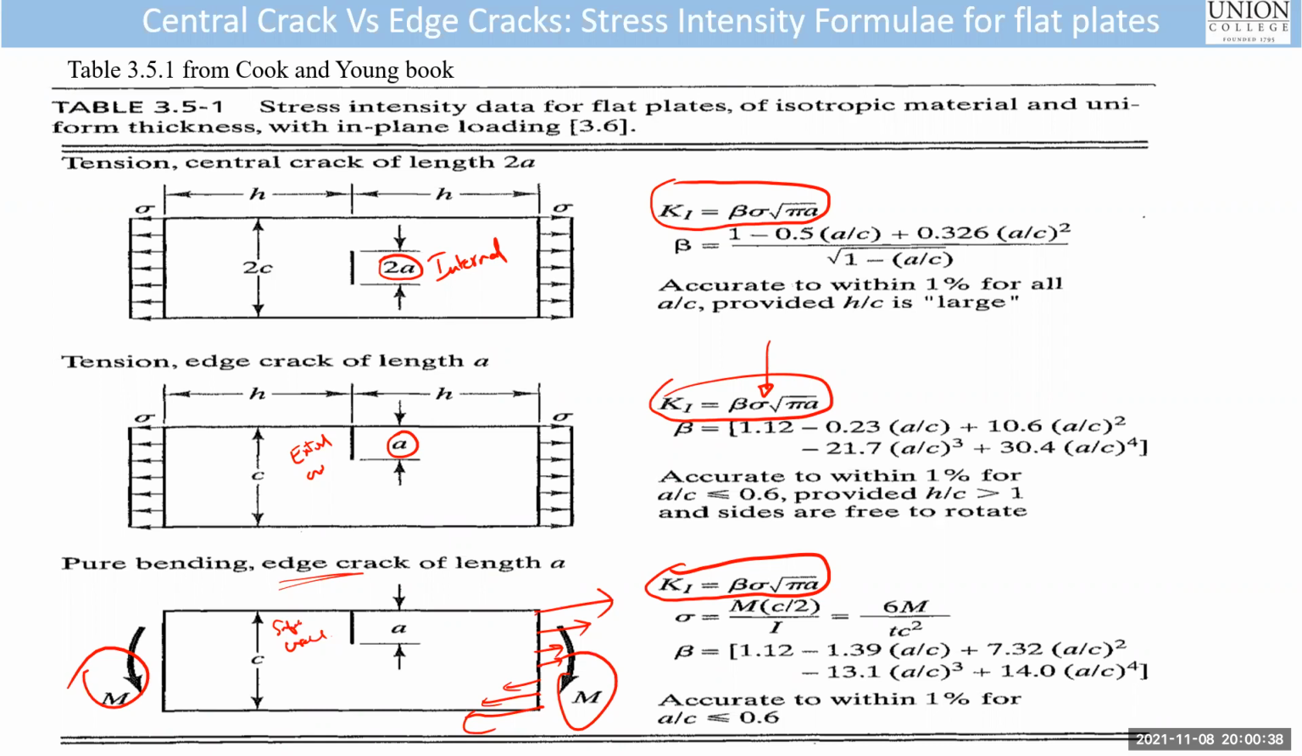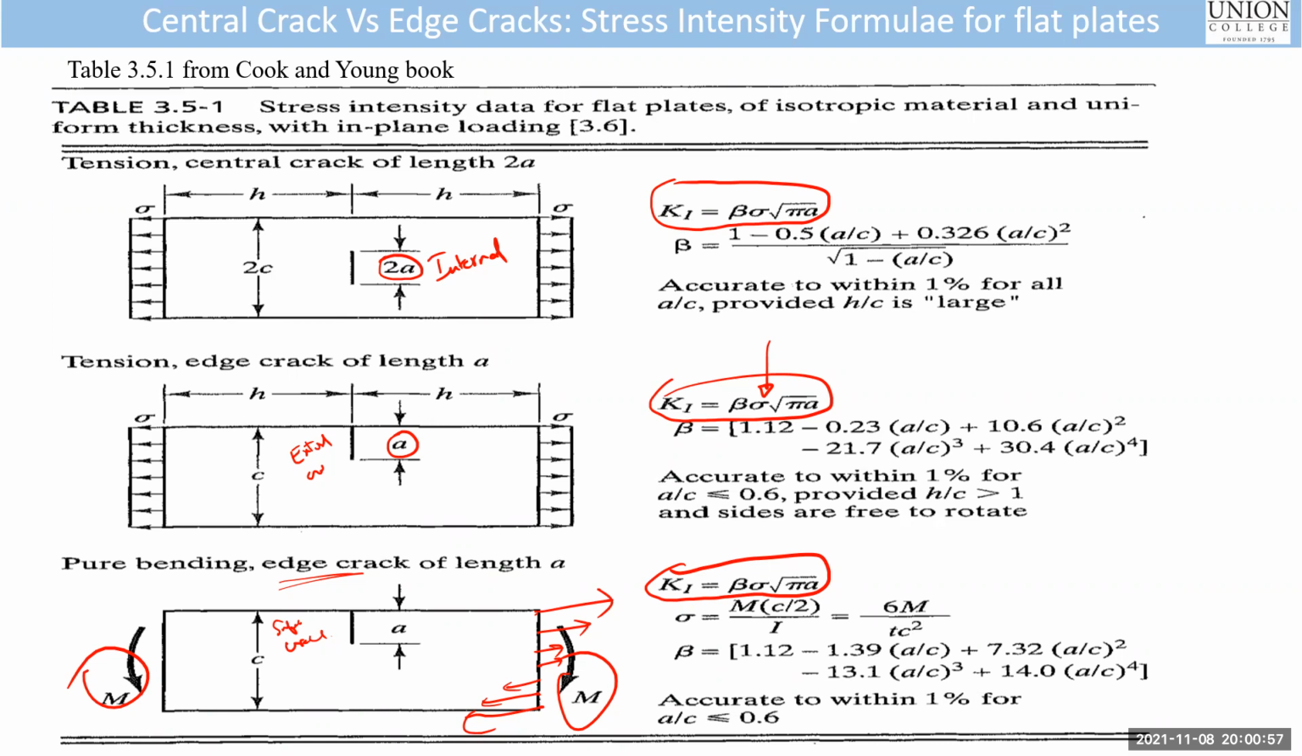If the crack was here and I applied bending in this direction, the crack is not going to do anything. The crack is going to close. But because the crack is on the top and I'm bending it this way, I'll have tensile at the top. That's why I'm talking about K1 here. K1 is for opening mode because of tensile load.